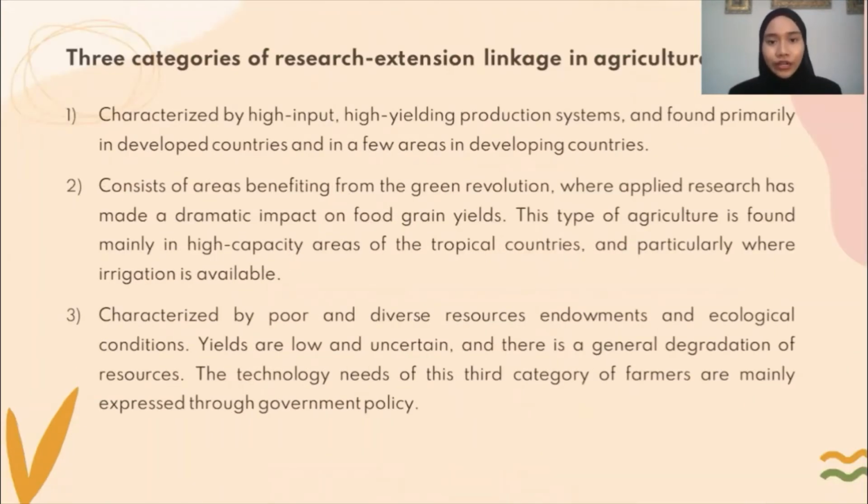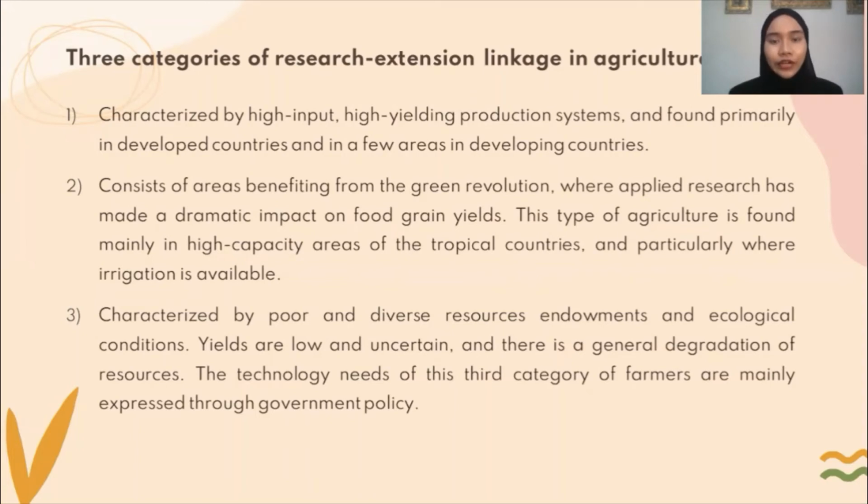There are 3 categories of research extension linkage in agriculture. The first category is characterized by high input, high yielding production systems and found primarily in developed countries and in a few areas in developing countries.